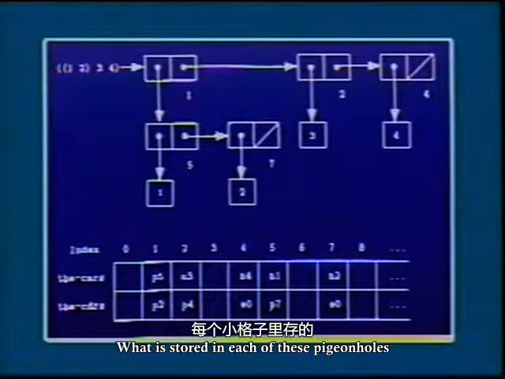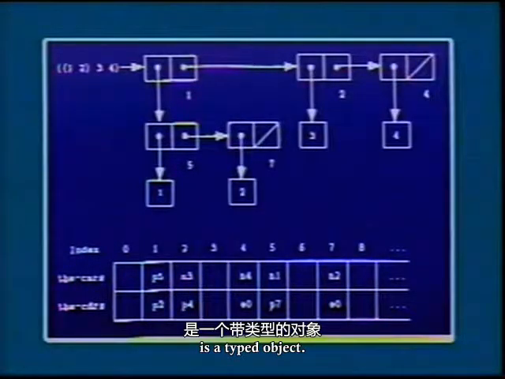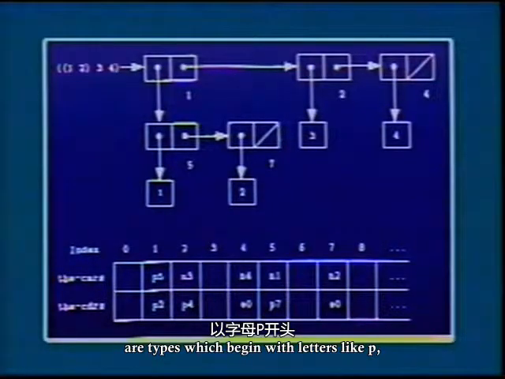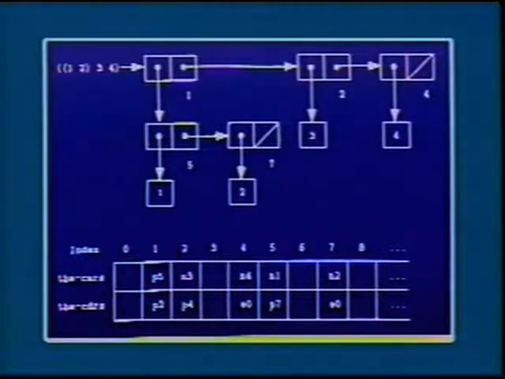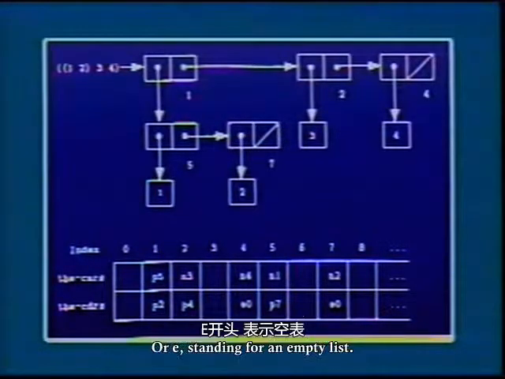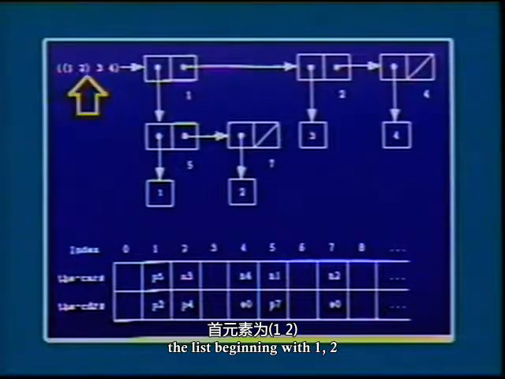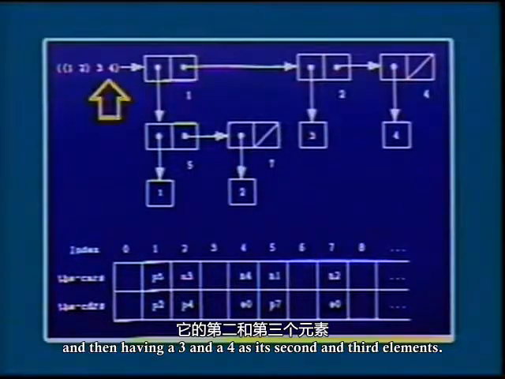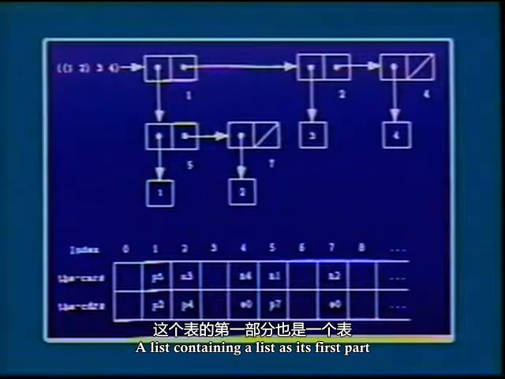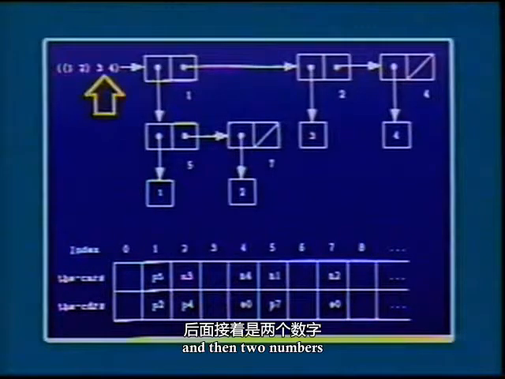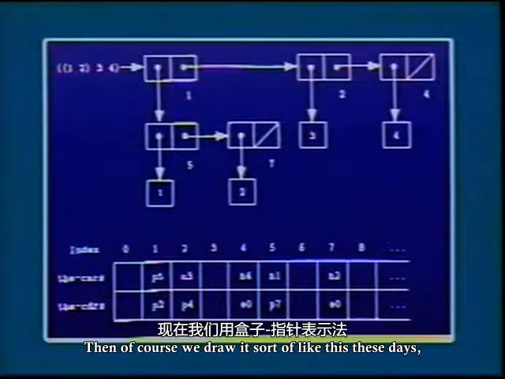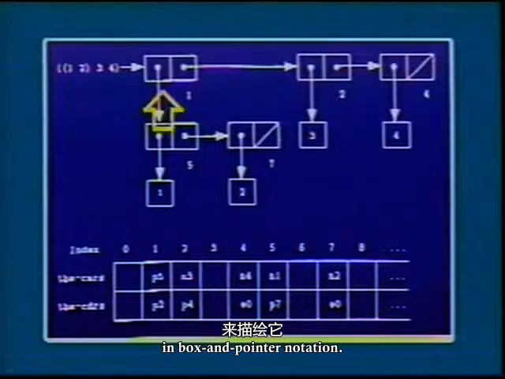What is stored in each of these pigeonholes is a typed object. And what we have here are types which begin with letters like P, standing for a pair, or N, standing for a number, or E, standing for an empty list, the end of the list. And so if we wish to represent an object like this, the list beginning with 1, 2, and then having a 3 and a 4 as its second and third elements, a list containing a list as its first part, and then two numbers as the second and third parts, then of course we draw it sort of like this these days in box and pointer notation.